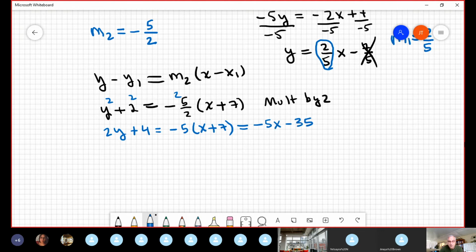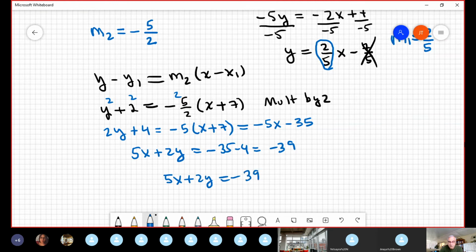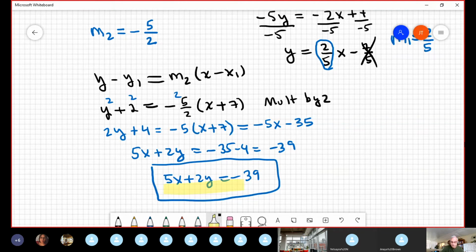I try to organize with standard form. I move negative 5x to the left, to positive, y stays. And then on the right-hand side, you have negative 35, and 4 gets negative 31. My final answer is 5x plus 2y equal negative 31. Any question? No? Okay.